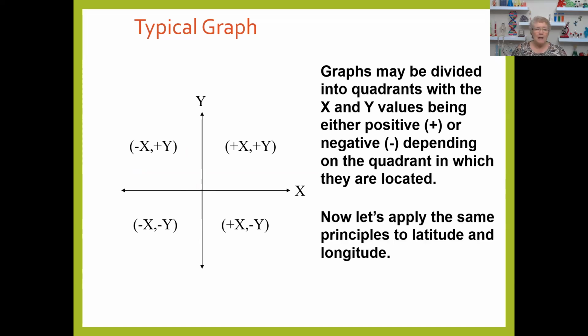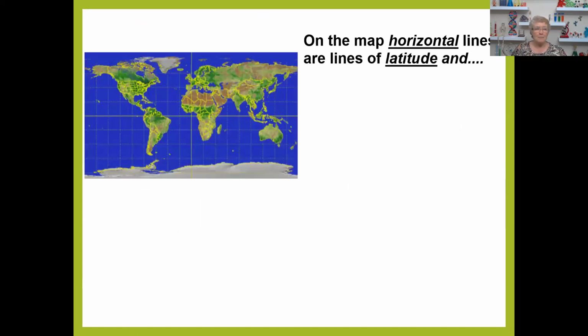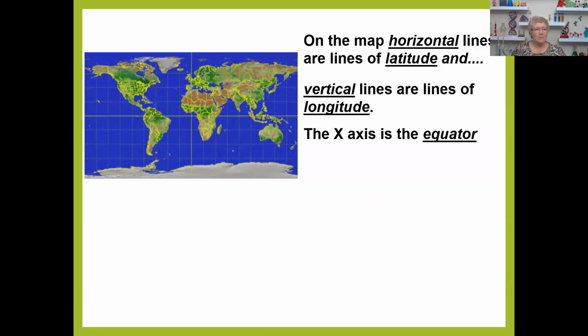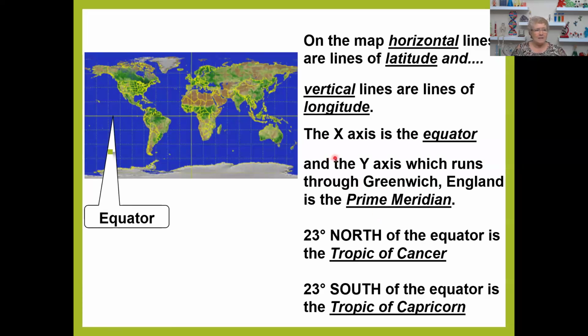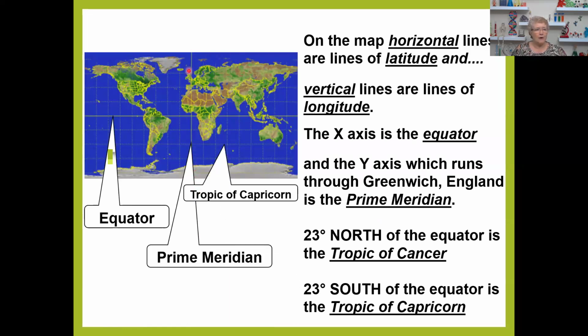So let's apply this same idea to longitude and latitude. On a map, these horizontal lines, the ones that run level with the horizon, that are flat and go this way, are called lines of latitude. The vertical lines, the ones that go up and down on the map, are called lines of longitude. The x-axis on a map is the equator. The y-axis is called the prime meridian. That's the one that runs right up and down, and it runs through Greenwich, England.